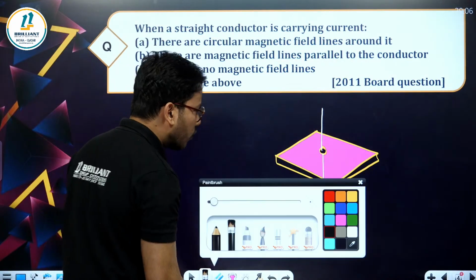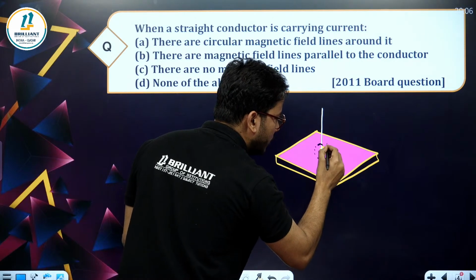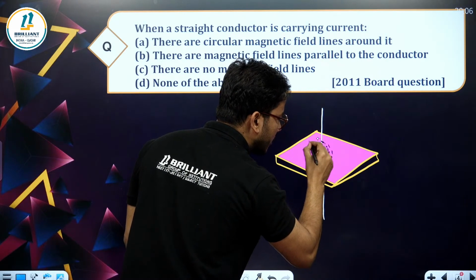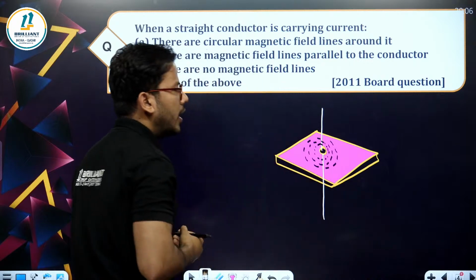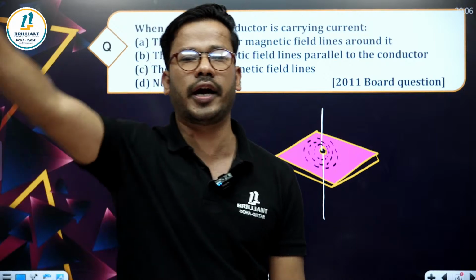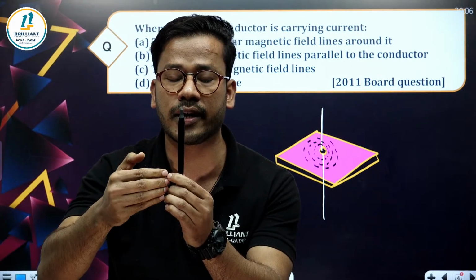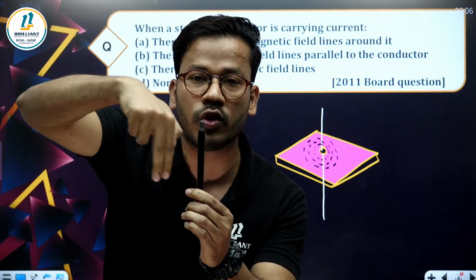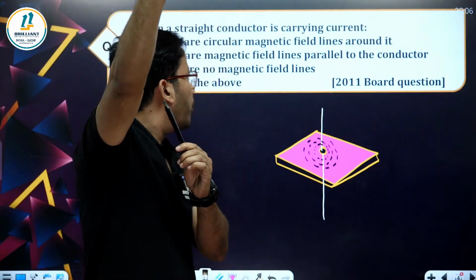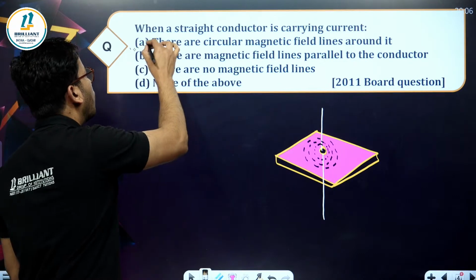So on doing so, what will happen? Gently start tapping it. You will see all these iron filings will start aligning themselves in this manner. All right, and what form is this? It is a concentric circle. So here I go: in a straight current carrying conductor, the magnetic field will be concentric circles. Perfect. So what is your answer? There is a circular magnetic field line around it.